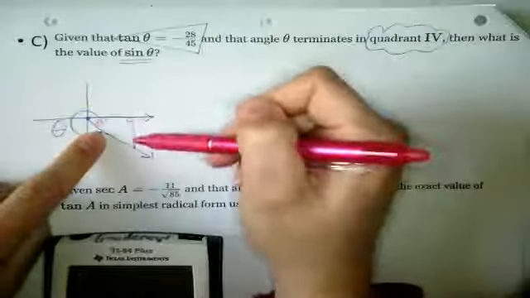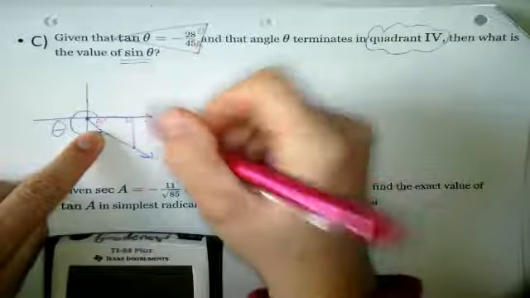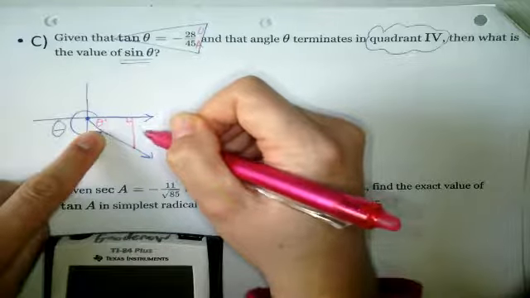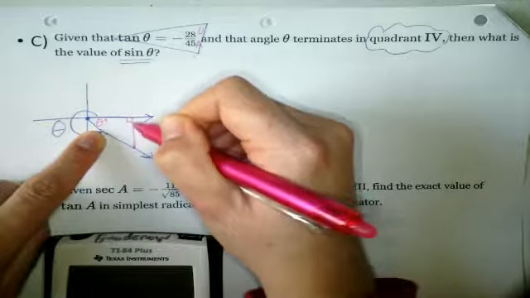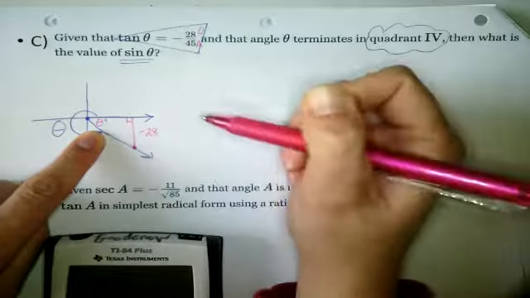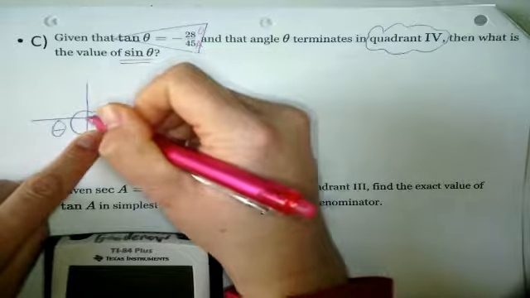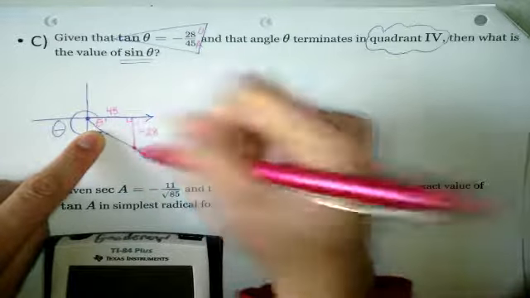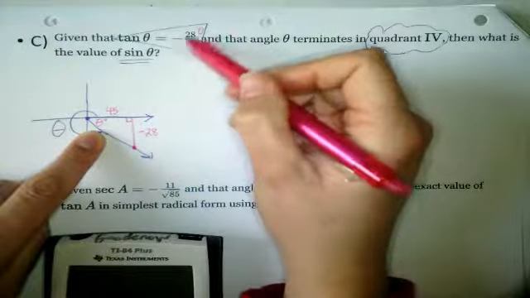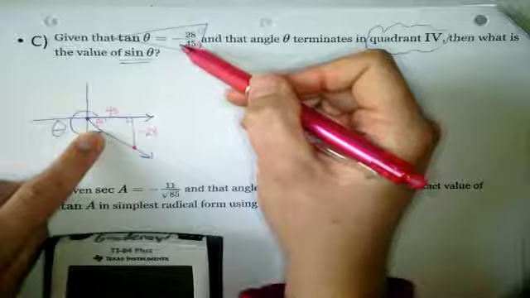Now, using that reference triangle, I'm going to label my opposite and adjacent sides. So the opposite, is it 28 or negative 28? Negative 28, because this is going down to get to this point on the terminal side. And our adjacent side would be positive 45, since it's moving to the right and then down. Can they both be negative? No, because then it would be negative 28 over negative 45, which would give us a positive result.